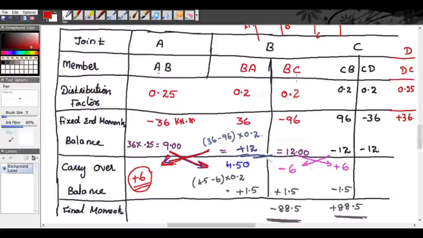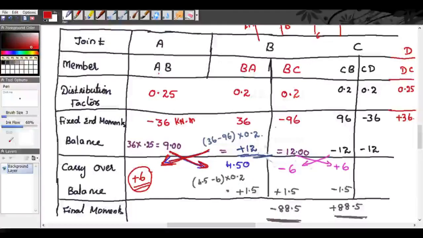Then next transfer is in span BC. So from BC to CB and CB to BC. So here from this 12, half will be transferred to CB, that is plus 6. And from this minus 12, half will be transferred to BC, that is minus 6. Okay. So now see CD, that is not in our consideration. So I am just omitting that part. So now we will balance it.